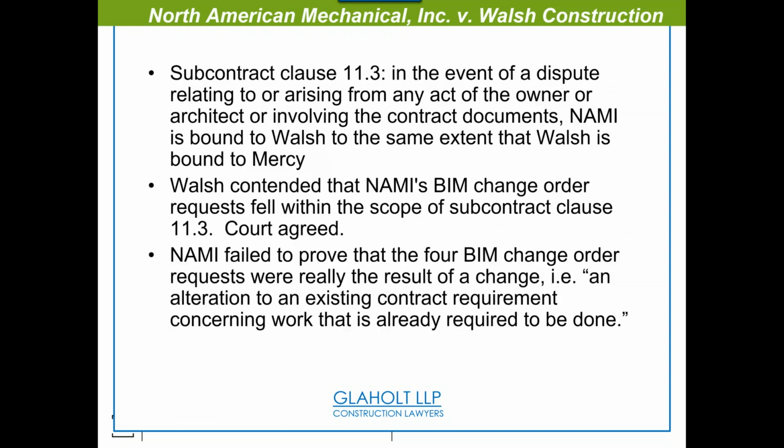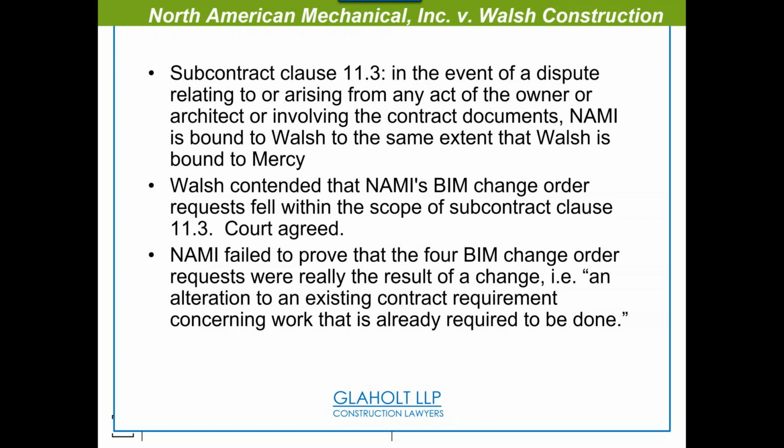The reason for that was the contract had dispute resolution provisions saying that NAMI is bound to Walsh to the same extent that Walsh is bound to the owner, and that the BIM change orders fell within the scope of the clause. What they were claiming to be a change was decided to be just part of the game, if you will: an alteration to the existing requirements during work that was already required to be done.